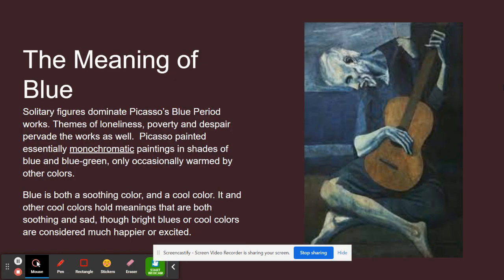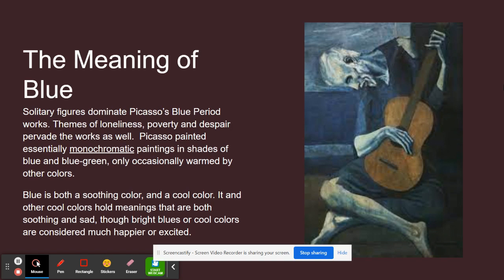The meaning of blue. Solitary figures dominate Picasso's blue period works. Themes of loneliness, poverty, and despair pervade the works as well. Picasso painted essentially monochromatic paintings in shades of blue and blue-green, and he only occasionally warmed them with other colors. What that means is he added a little bit of warm colors to them just to make sure they weren't as cold, but usually they weren't large areas like this guitar for this guitarist.